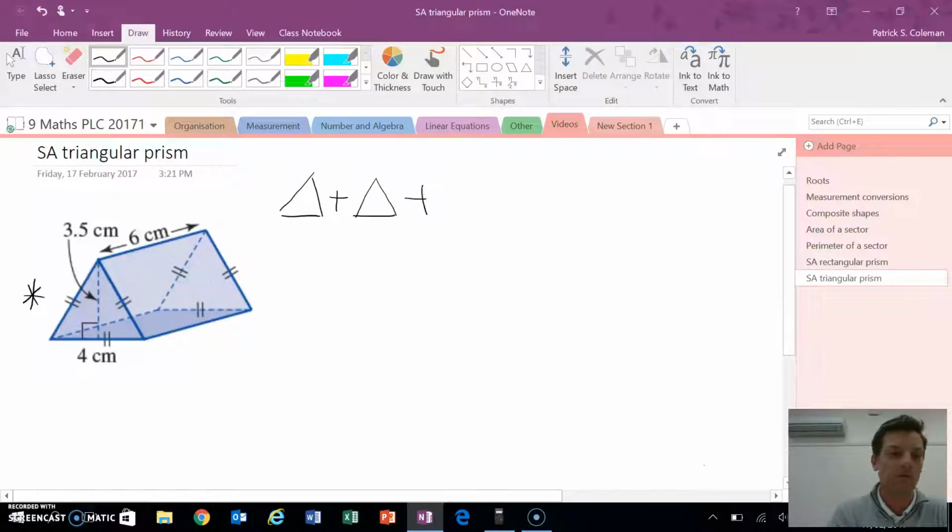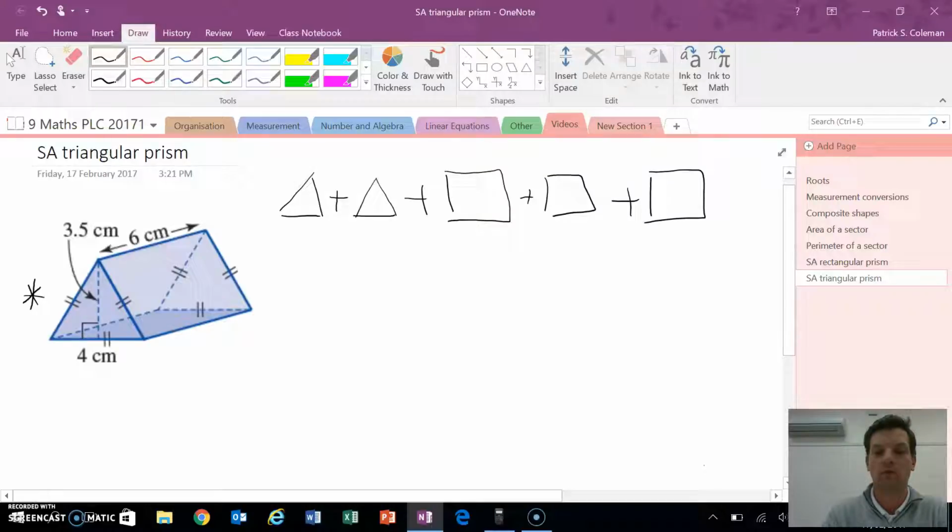We'd then have this side panel here, so a side section which is a rectangle, plus another two rectangles which are going to be the same size as our original rectangle, because we've got an equilateral triangle. So although you can see I'm not very good at drawing there, they are actually equal.